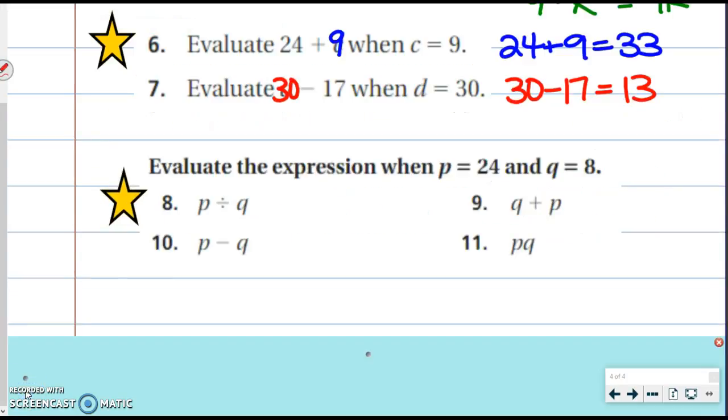All right, a couple more examples here. We're going to evaluate the expression when p equals 24 and q equals 8. So I'm going to write this on the side. I know that p equals 24, and I know that I need to divide and q equals 8. When using our math facts, we know that 24 divided by 8 is 3. So I'd like you to go ahead and try 9, 10, and 11, and I will ask you for your answers for you to submit into the form.